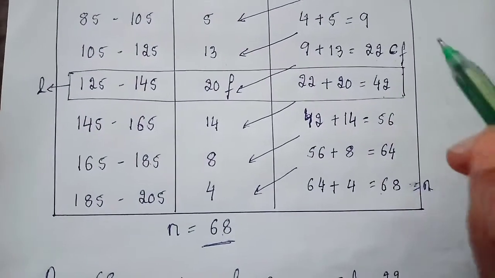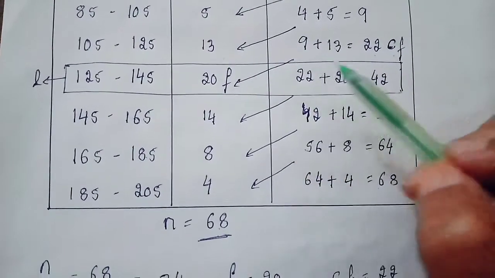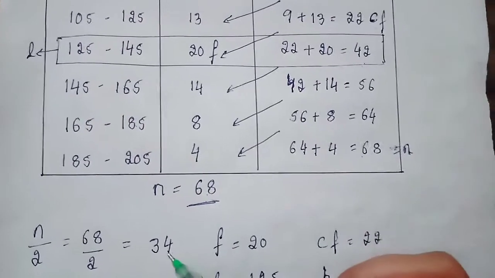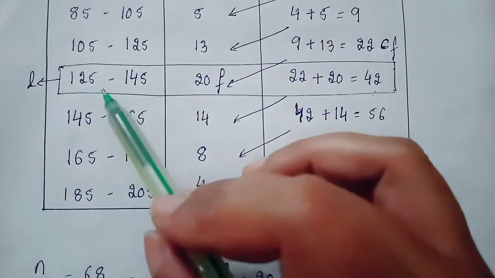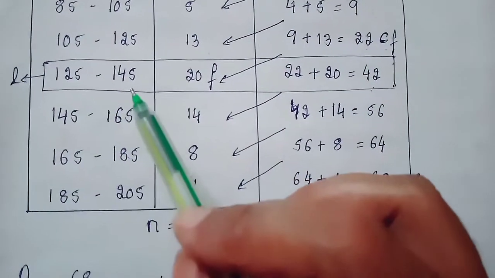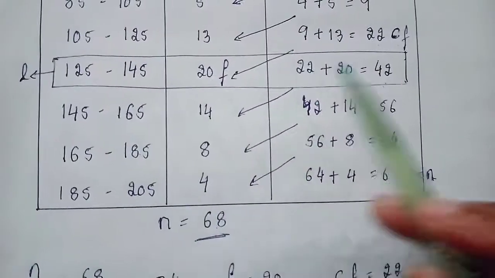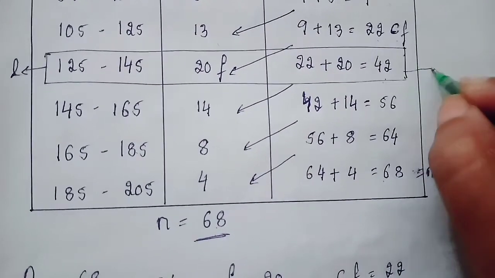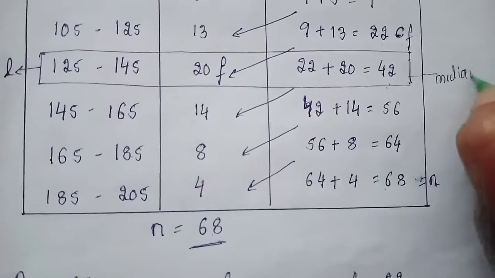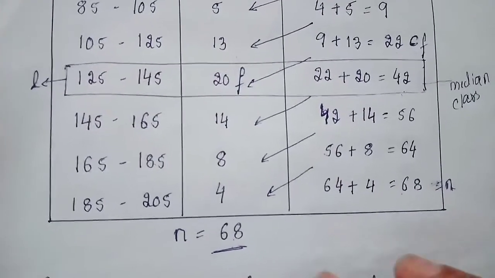So try to understand. Up to 22 frequency will fall in the second class interval. From 23 to 42 will be in the third class interval. Therefore, 34 will be in 125 to 145. So the class interval 125 to 145 becomes the median class. Whatever I have drawn in the box here is nothing but the median class. So when this is the median class, you can now find L, F, CF.